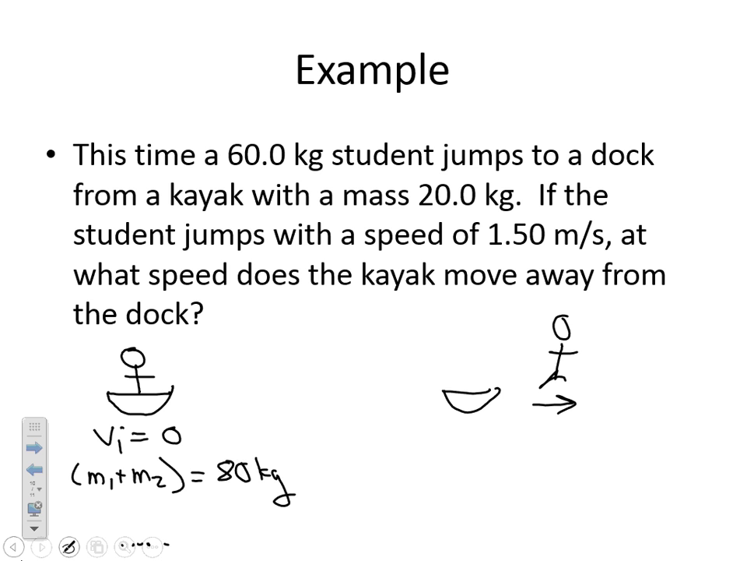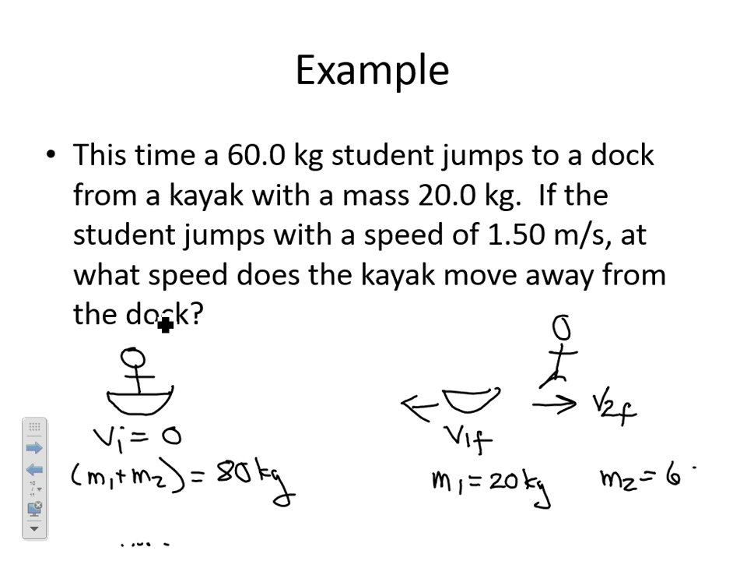So off he goes that way. So that will be V2F, and the boat will be V1F going this way. So let's write what we know. We know that M1 will be our kayak with the way I've written it. M2 will be our student in this one. We know the velocity of the student jumping from the kayak is 1.5 meters per second, and we want to know how quickly the kayak drifts away from him.